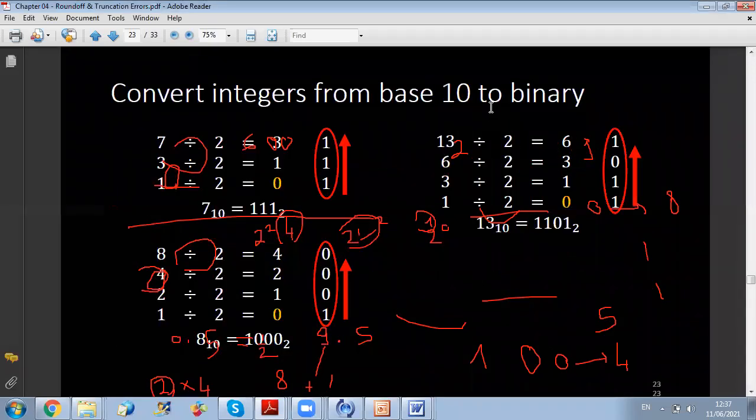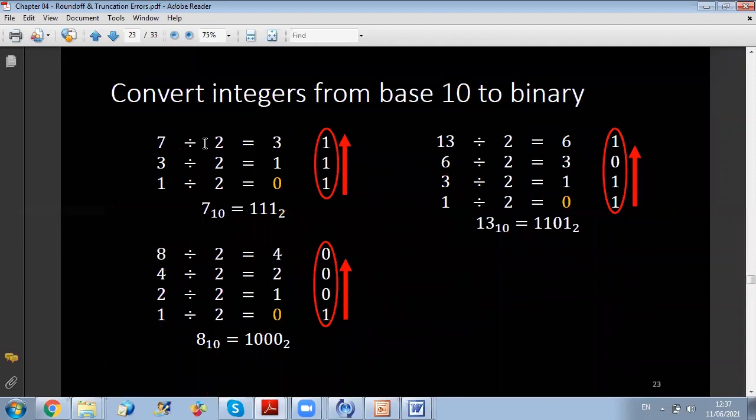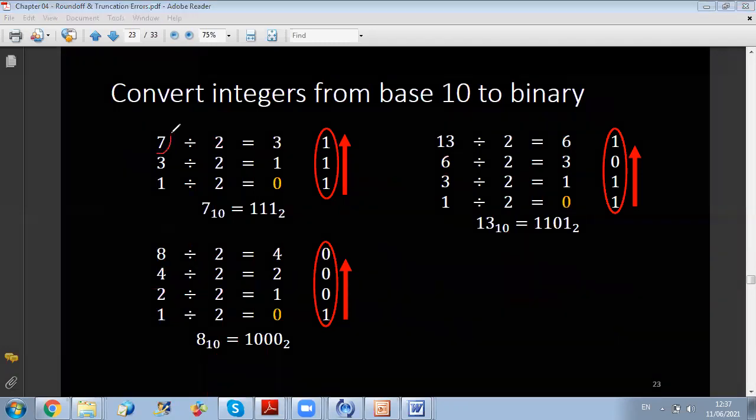So this is the technique. It's a very simple technique. I take the number, let's say 7, in base 10, in decimal base. I want to convert it to base 2. So what I do, I start by dividing by 2. It gives me 3, remainder is 1. Now I take the number I got here, 3. I divide 3 by 2. I get 1 with remainder 1. Finally, I have 1 over 2. It gives me 0 and remainder 1.